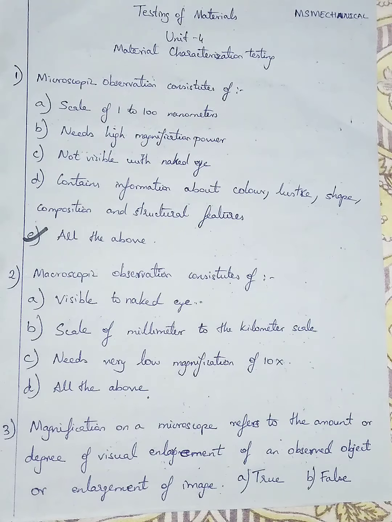Macroscopic observation, that means macro means larger particle, bigger particle. A bigger particle is always visible to naked eye. Option number A is right. B, needs a scale of millimeter to kilometer. Option number C, needs very low magnification of 10 power x. Option number D, all the above. These are the characteristics of macroscopic observation. So I am going with option number D, all the above.